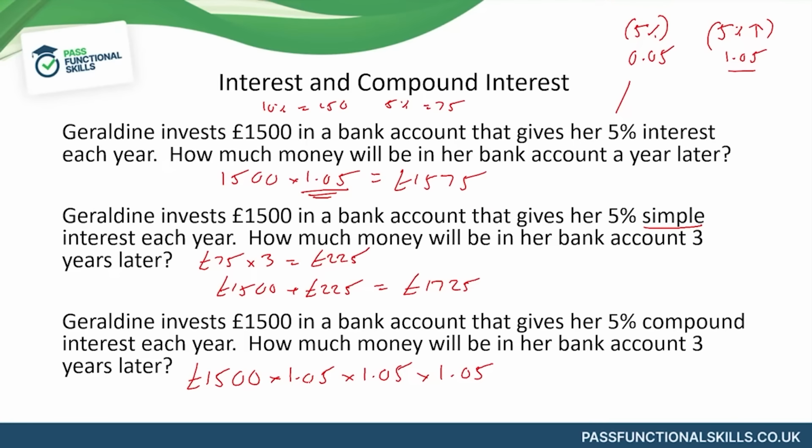Now, a lot of people will do 1500 times 1.05 equals, and then type that number back in, times 1.05 equals, but actually you can do it in one hit. 1500 times 1.05 times 1.05 times 1.05, or even better, 1500 times 1.05 to the power of 3, because it's 3 years. If it was 7 years, it'd be to the power of 7, etc. So 1500 times 1.05 to the power of 3, and that gives us a new bank balance of £1,736. To the nearest penny would be 0.44.